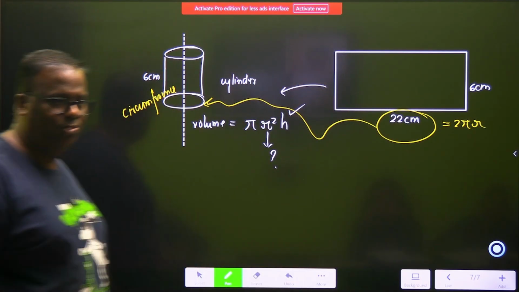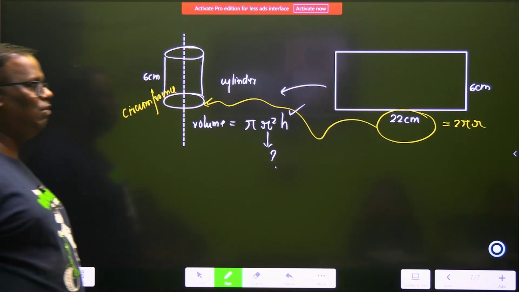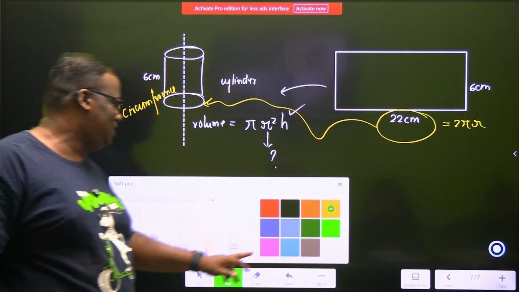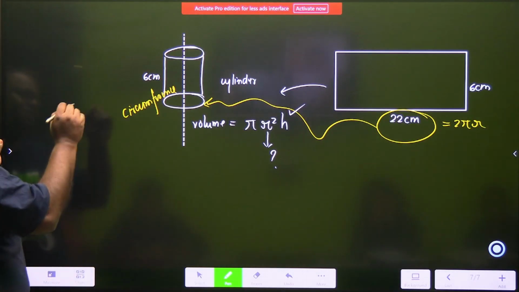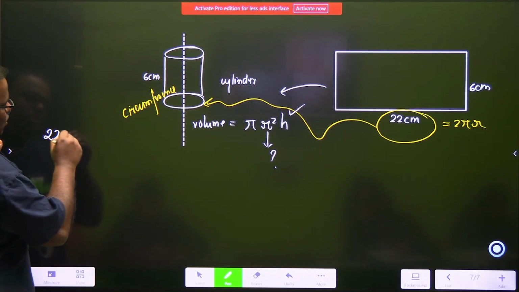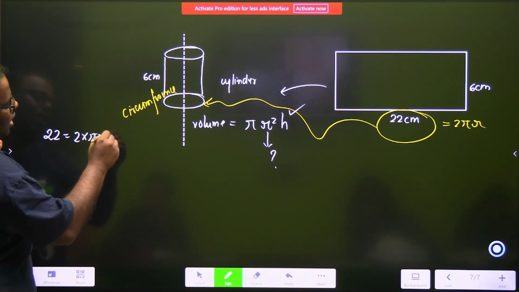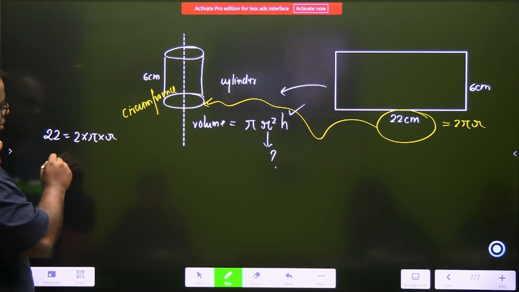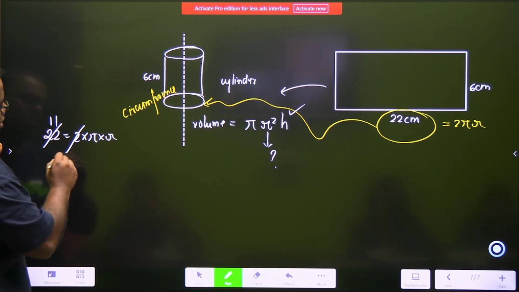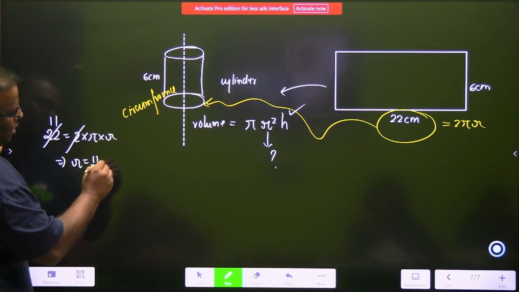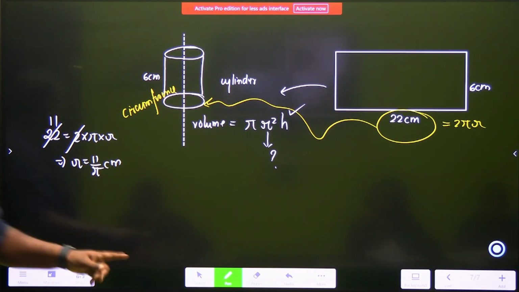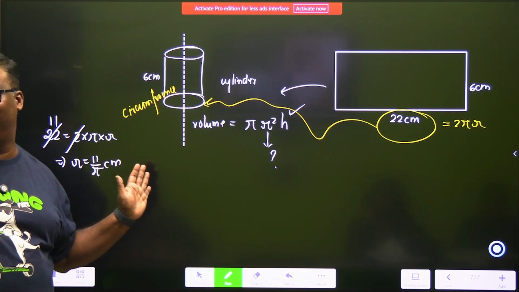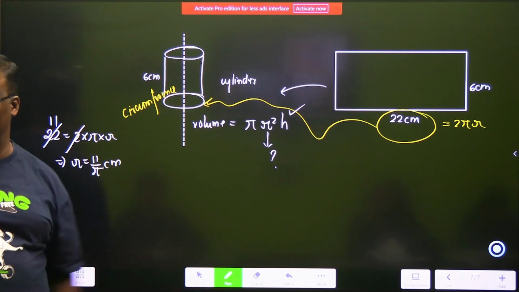Now wait, you idiots will now be solving with 22 by 7. How to make the calculation easy? You don't need it at all, pi will come in both places. Let's see how. We write 22 is equal to 2 times pi times r. Whose value do we want? R. So 2 cancels, 22 becomes 11, so r is equal to 11 by pi centimeters. Don't use 22 by 7, just keep it. As the maid of the house, you are supposed to wash utensils only once. Why are you washing utensils every time? Keep it like this, in one go we will wash.